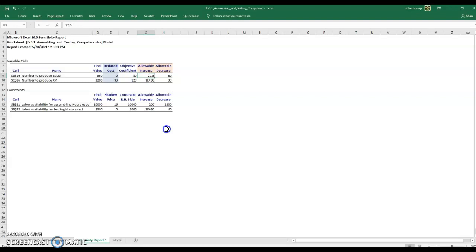So more interesting is we sit here and we look at the number to produce on the basic. So the allowable increase. So if the profit margin on the basic increases by more than $27.50, then what's going to happen is the mix will change, because now you're at a point where it makes more sense to make more basic computers. Much in the same way that, as I said, we can drop it by more than $33, and that will change things for the XP. And so those are the important numbers here.